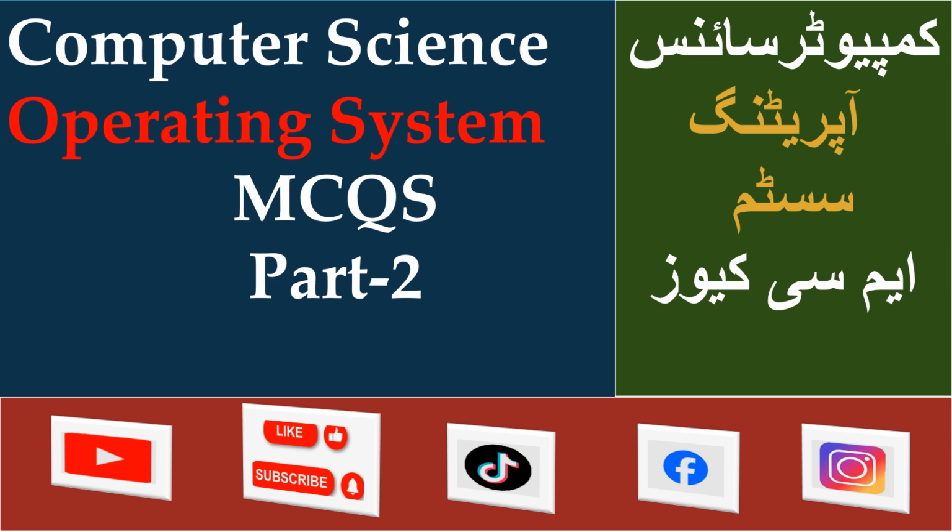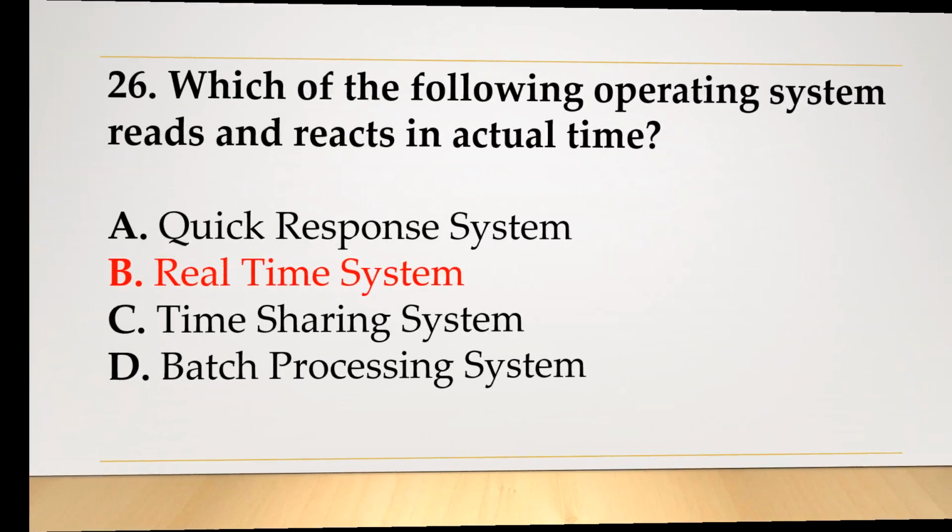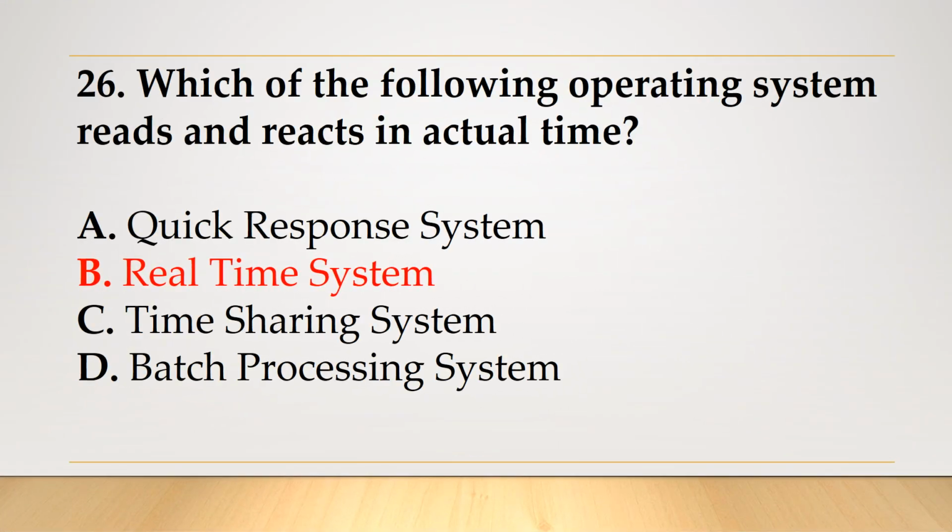Today's discussion is about computer science operating system MCQs, part 2. 26. Which of the following operating systems reads and reacts in actual time? A. Quick response system. B. Real-time system. C. Time sharing system. D. Batch processing system. So the right answer is B. Real-time system.